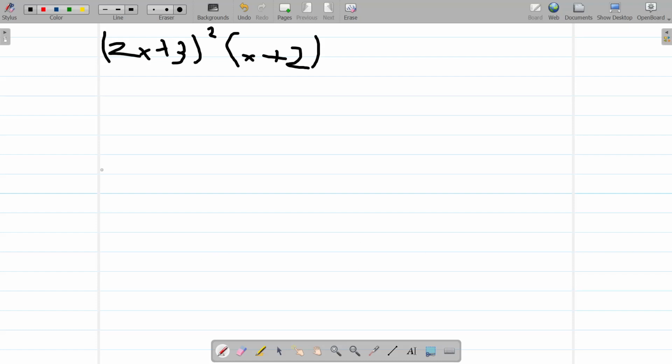So this is kind of a combination of the things we've done already. First of all, we're going to deal with the brackets squared. So we'll write it out fully. So it'll be 2x plus 3, and then the other bracket, 2x plus 3. Let's close that one.